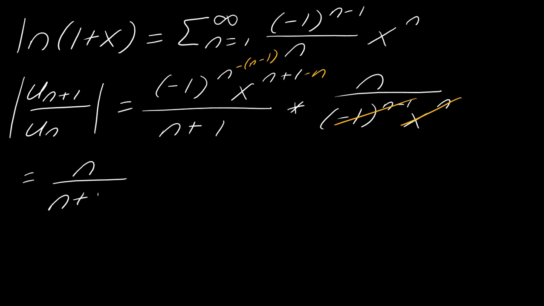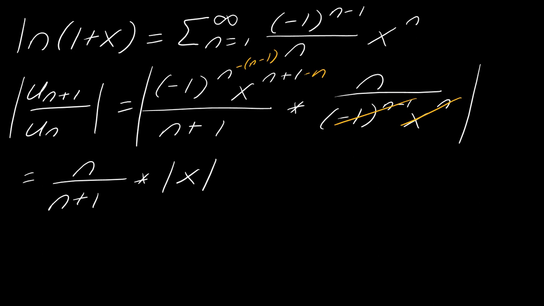n over n plus 1 times the absolute value of negative 1 times x. Yeah, just times x. So this negative 1 will drop out, so I can just write this as the absolute value of x. Since we're taking the absolute value of everything, I should have put that there. I always kind of end up doing it at the end.